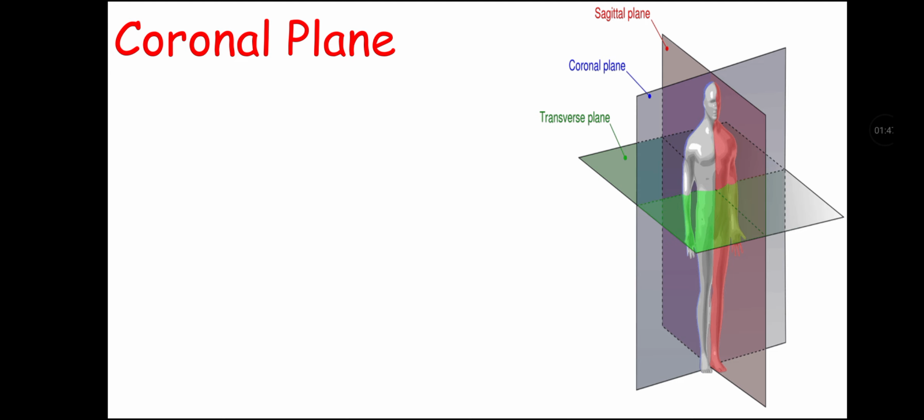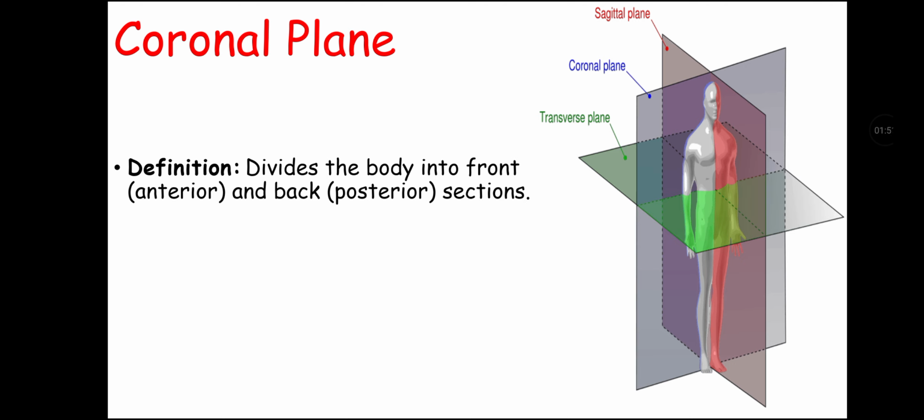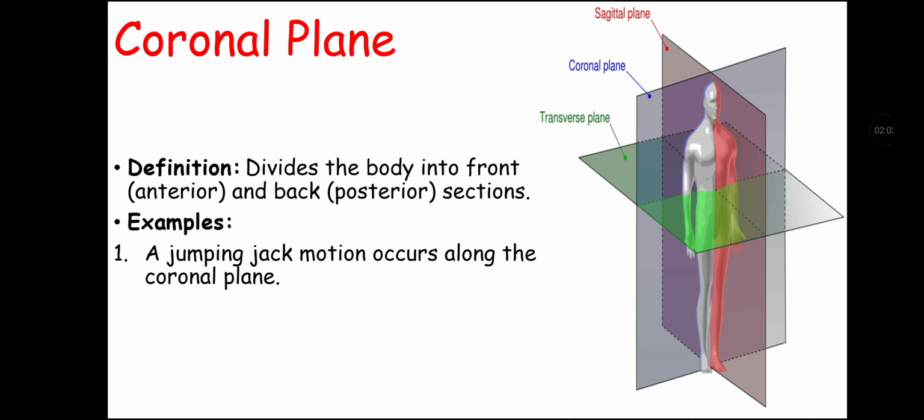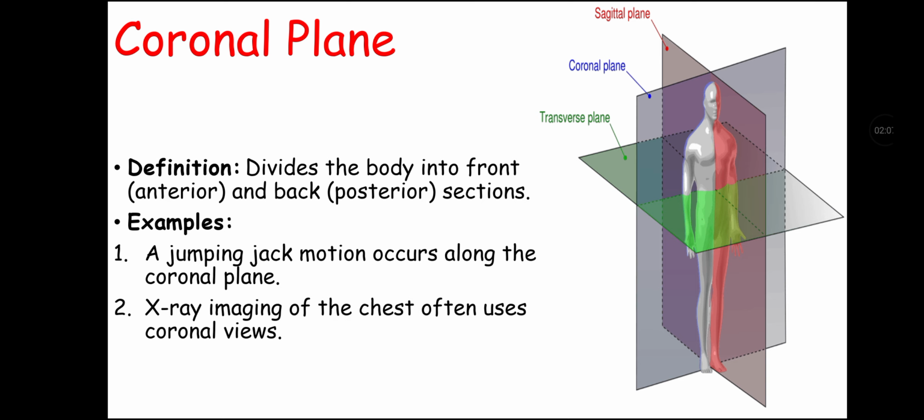Now let's talk about the next plane, the coronal plane. Here you can see the coronal plane in the diagram. It is the plane that divides the body into front and back sections, or we can define it as the plane that divides the body into anterior and posterior directions. Its examples include a jumping jack motion that occurs along the coronal plane, and X-ray imaging of the chest that often uses the coronal view.